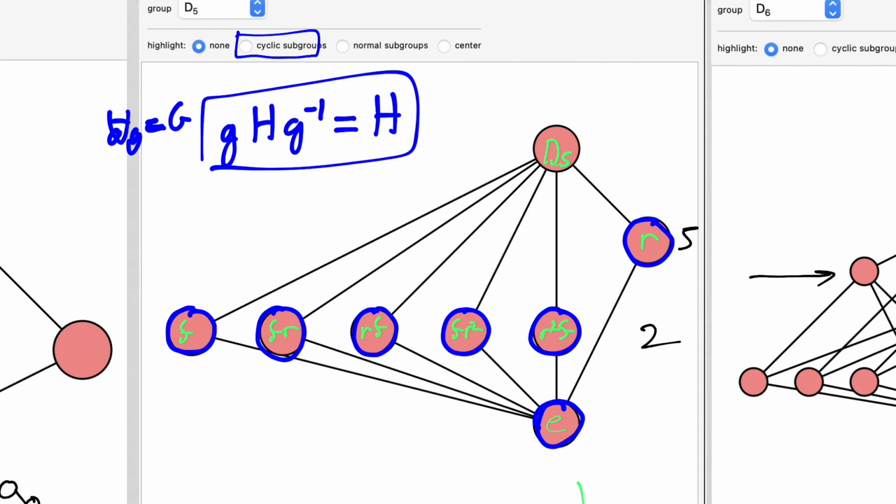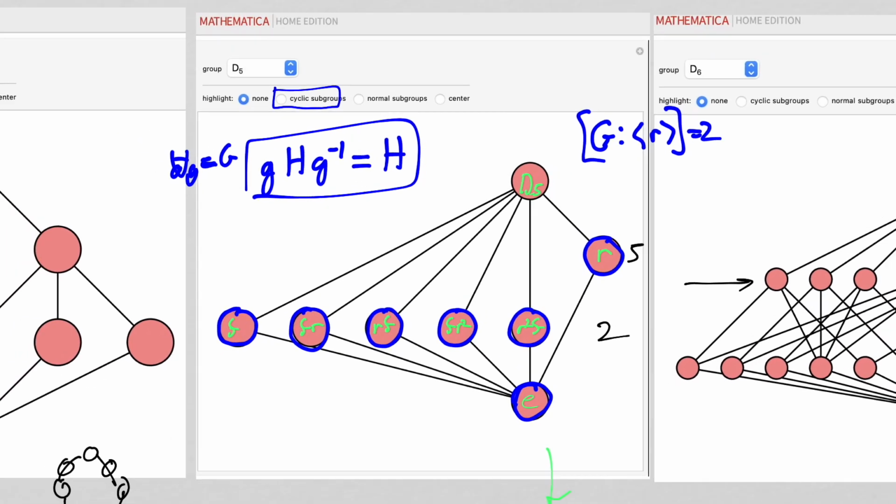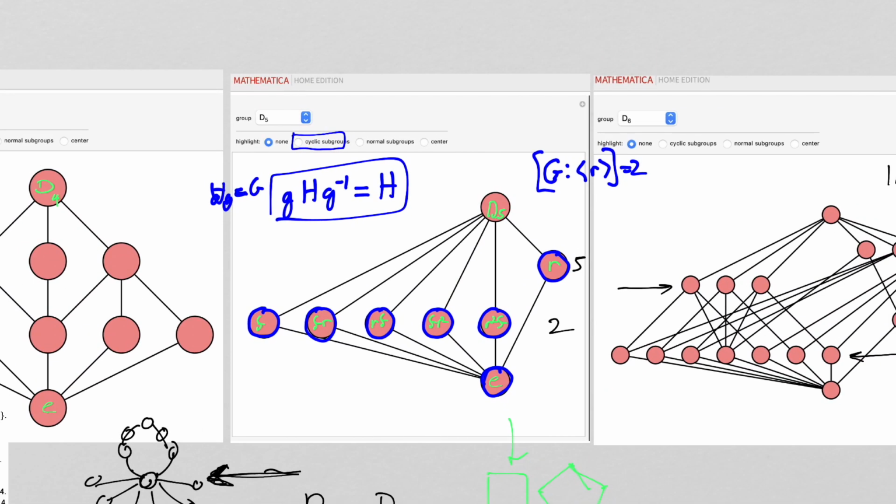Now, we're given one for free because the other thing we remember is that the index of the subgroup generated by R in G equals 2. And we did learn that if the index of a subgroup in the overall group equals 2, then that subgroup will necessarily be normal. So in this case, the order of the subgroup generated by R equals 5, and the order of the whole group, D5, equals 10. And of course, 10 over 5 is 2. So the subgroup generated by R will definitely be normal because its index is 2.